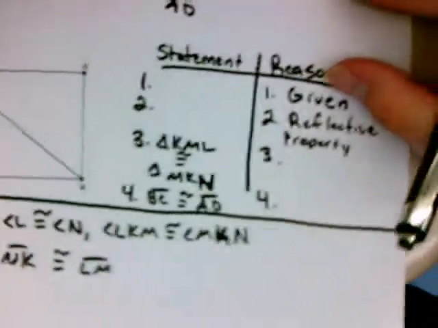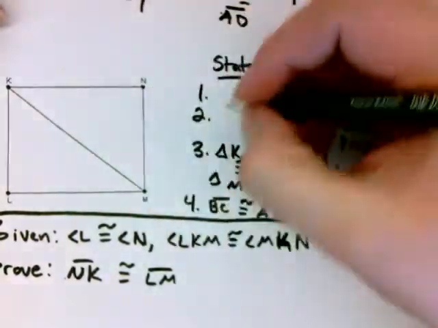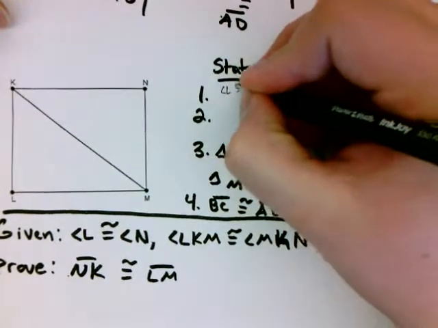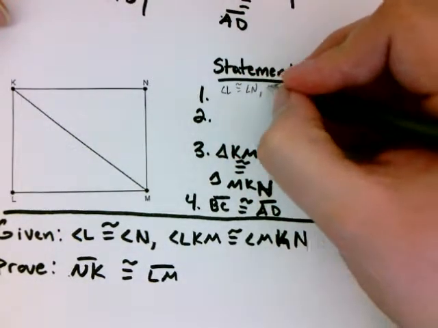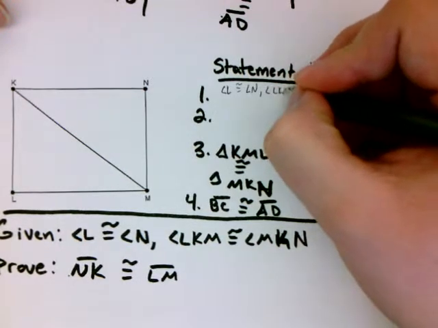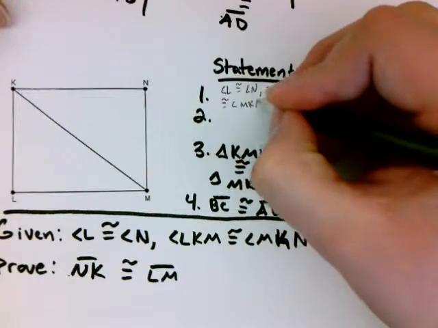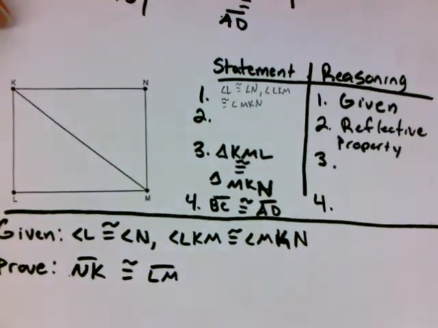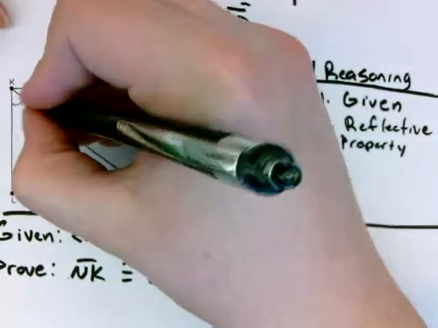Alright, last one. So we've got this right here. What's given to us? Well, what's given to us is angle L is congruent to angle N, and angle LKM is congruent to angle MKN. What it's saying is that these two are congruent and these two are congruent.